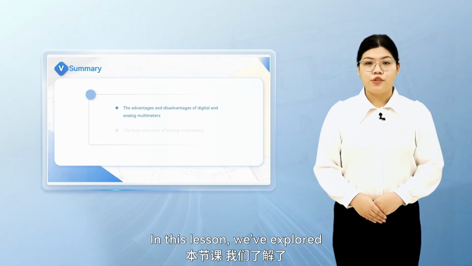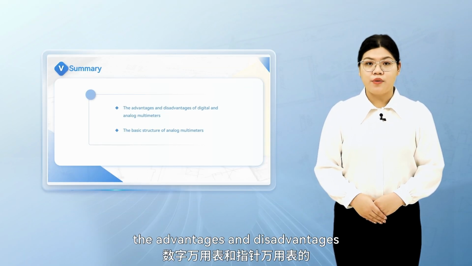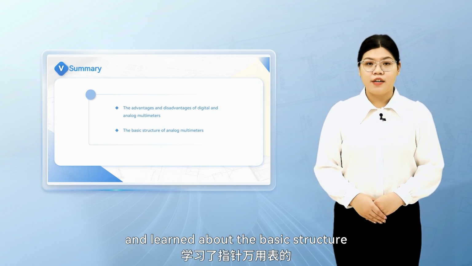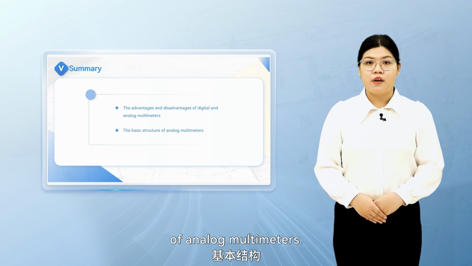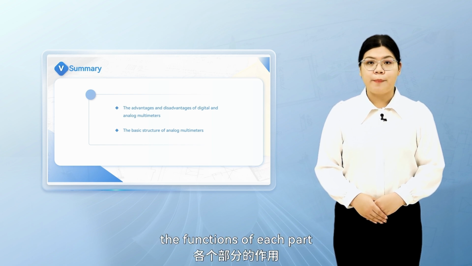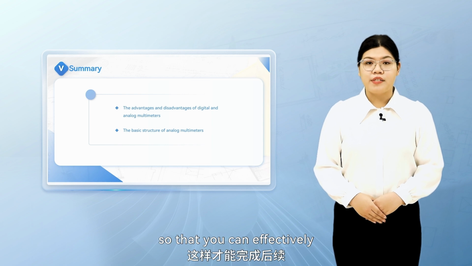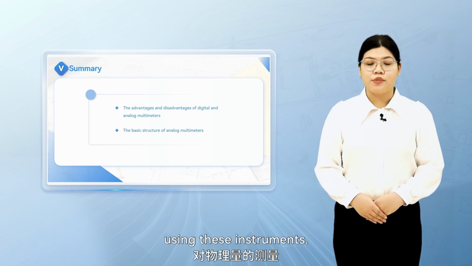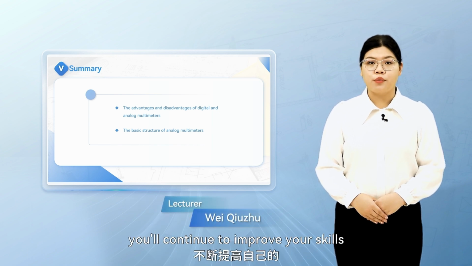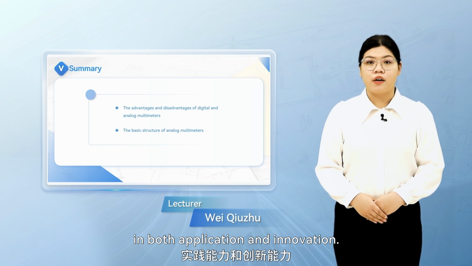In this lesson, we've explored the advantages and disadvantages of digital and analog multimeters, and learned about the basic structure of analog multimeters. It's important for you to remember the functions of each part, so that you can effectively measure physical quantities using these instruments. By applying this knowledge practically, you'll continue to improve your skills in both application and innovation.